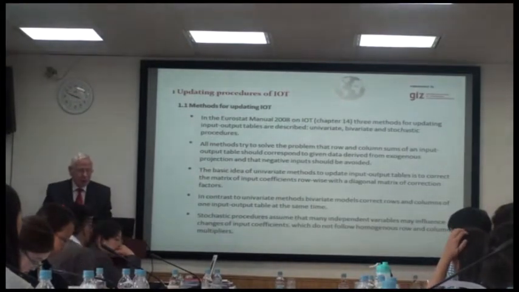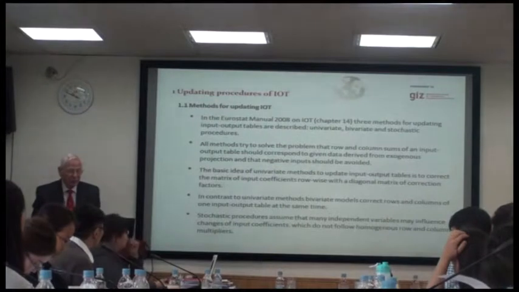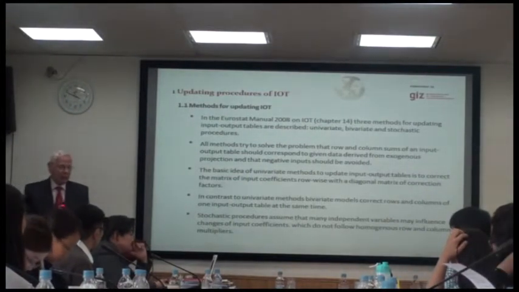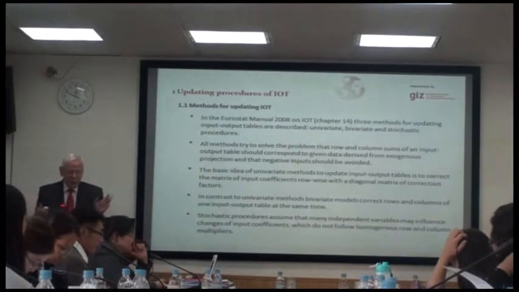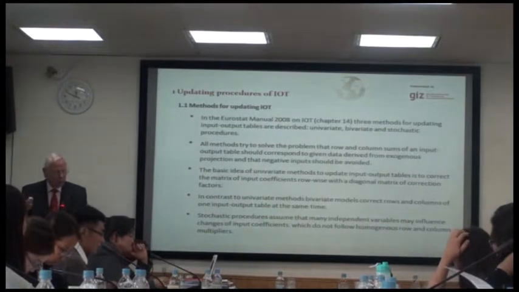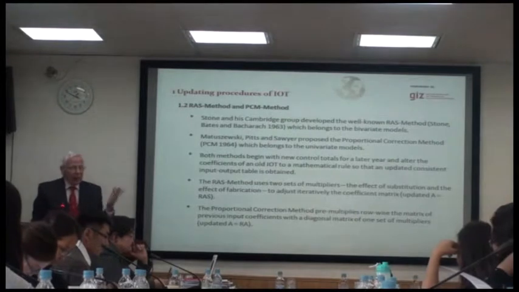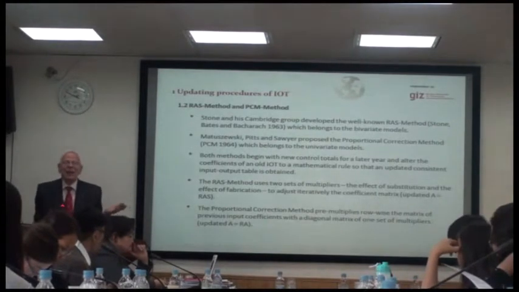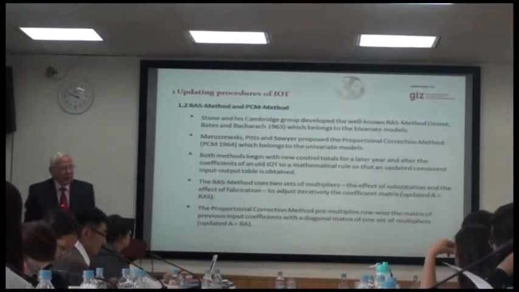And stochastic procedures, the third one, assume that many independent variables may influence changes of input coefficients which do not follow homogeneous row and column multipliers. Then they give in detail an explanation in chapter 14 how it works. I only want to inform you that the possibilities are available. A very famous method, you have heard it, is the RAS method, and sometimes also the PCM method.